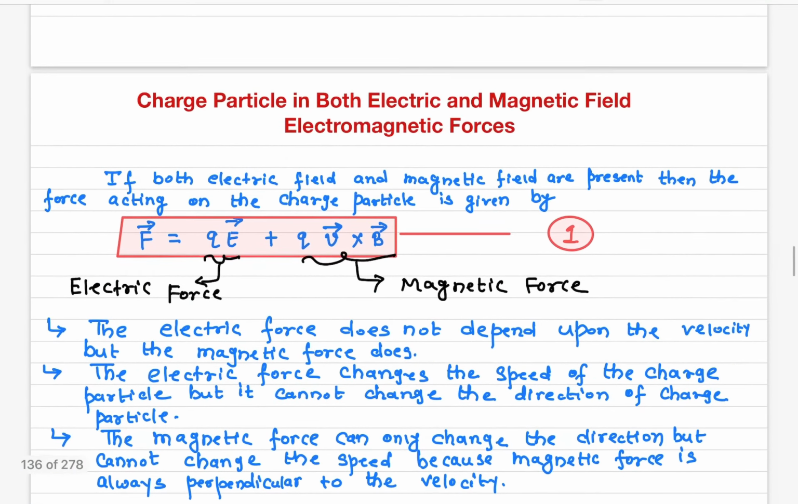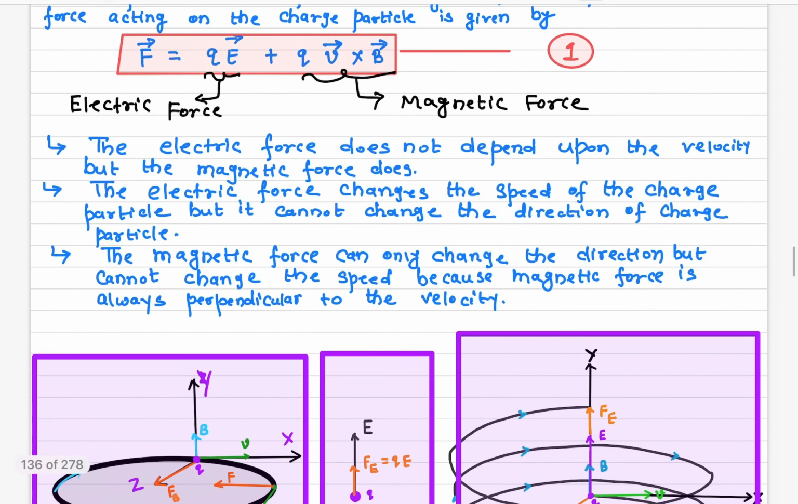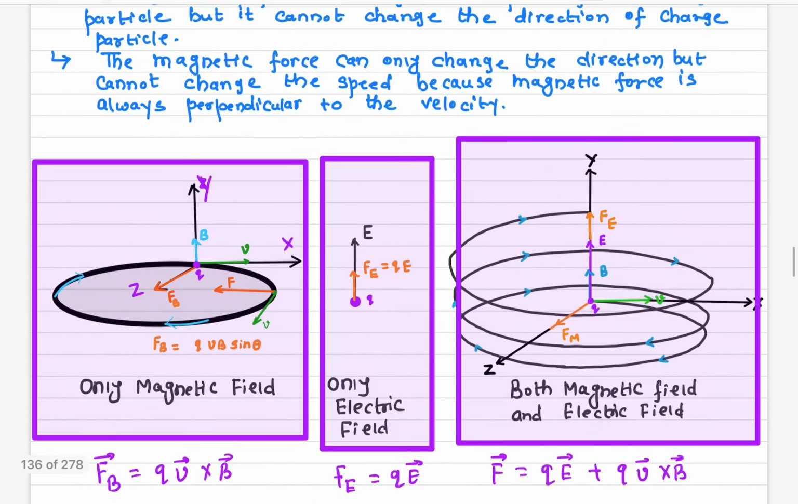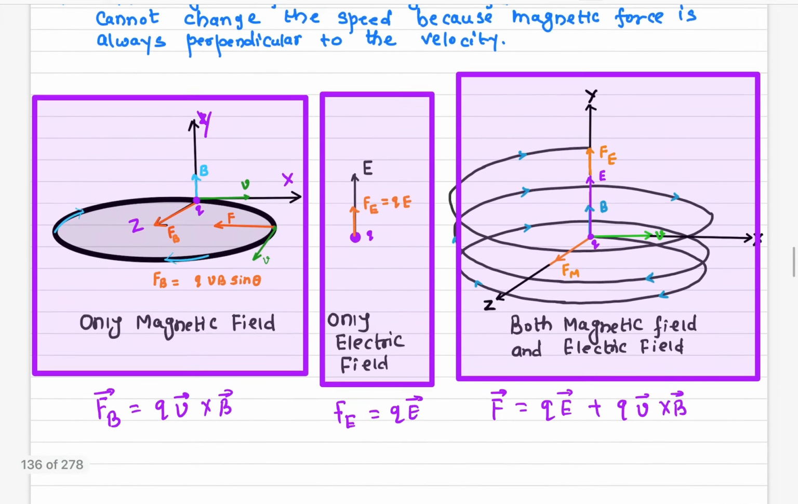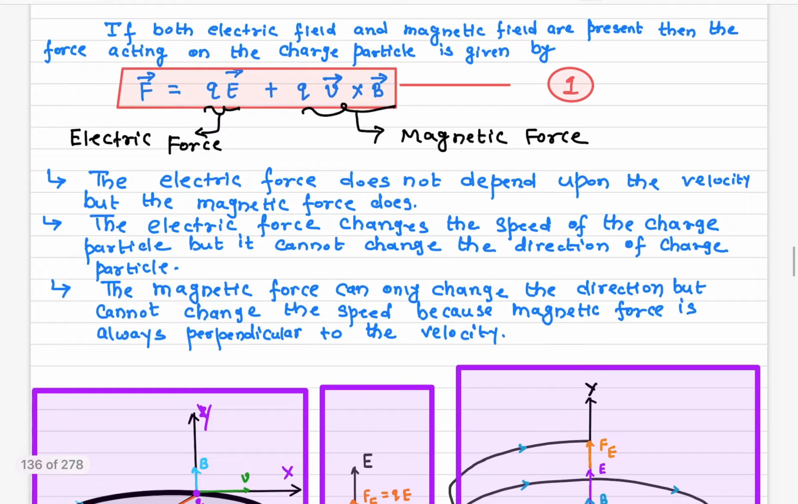So the lesson from this video is that the magnetic force changes the direction, the electric field changes the magnitude. The electric force does not depend upon the velocity, but the magnetic force does. Okay, so this is the example here, and this is the equation. So this is it from this video.